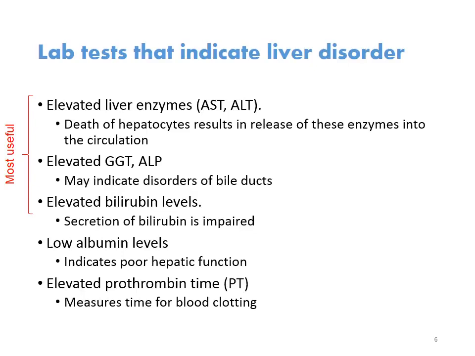Gamma-glutamyl transferase, GGT, and alkaline phosphatase, ALP, are related to the bile ducts, so if their levels are high, it may indicate disorder of the bile ducts. Bilirubin is a bile pigment which is excreted by the liver. If the liver is unable to excrete bilirubin, then bilirubin levels in the blood will be high.